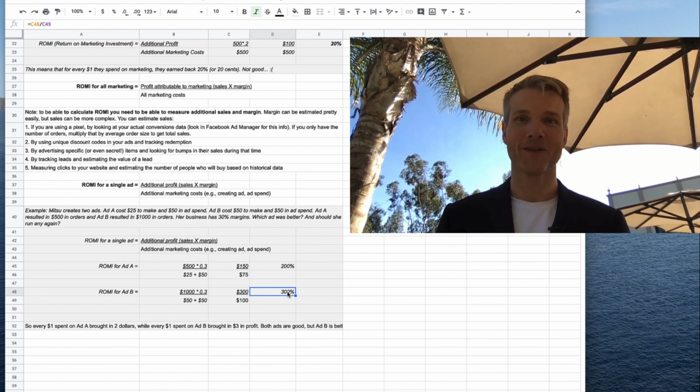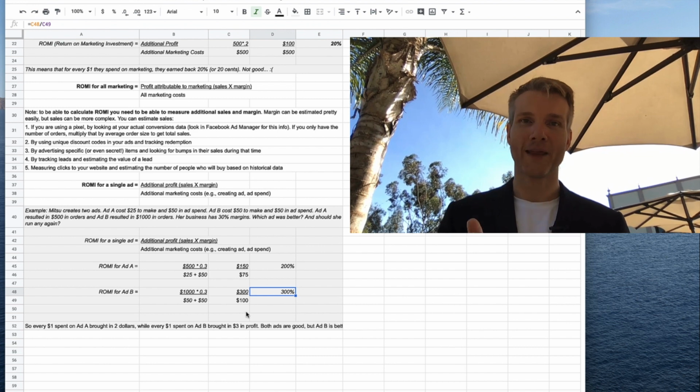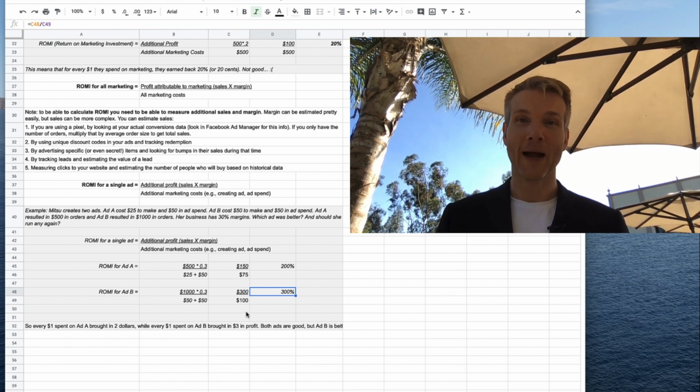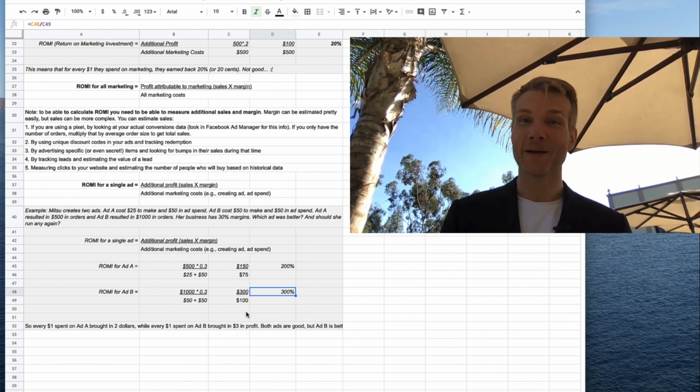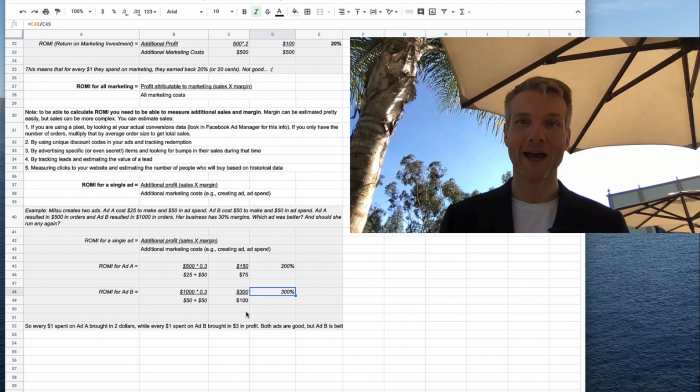So in this case, both of these ads are really successful, although ad B is more successful than ad A. And this suggests that perhaps the extra cost you spent making that, perhaps more complex or prettier ad was worth it.